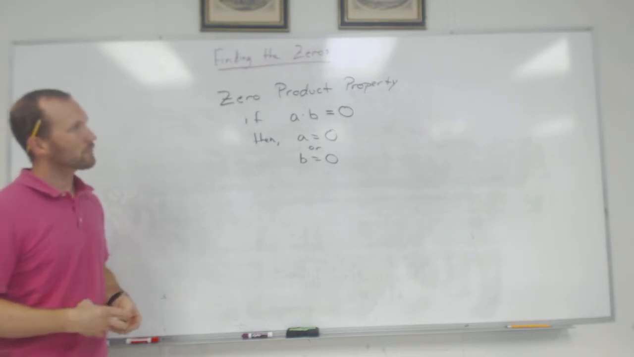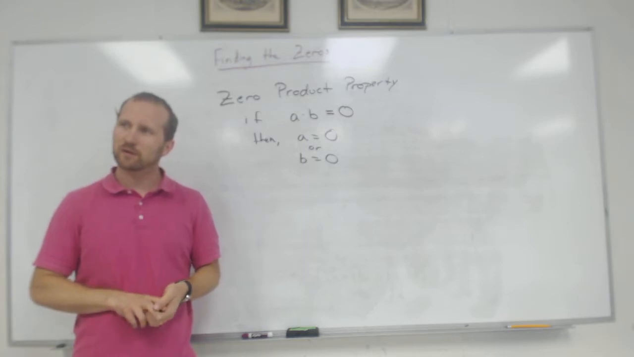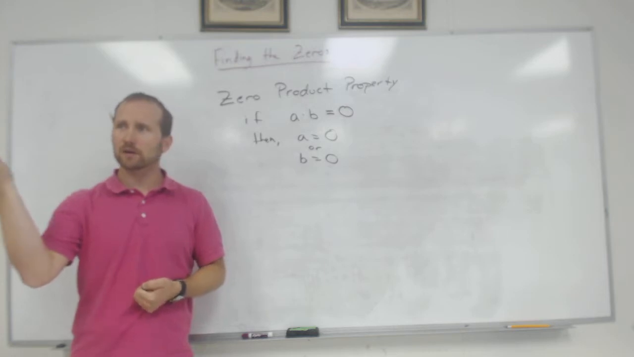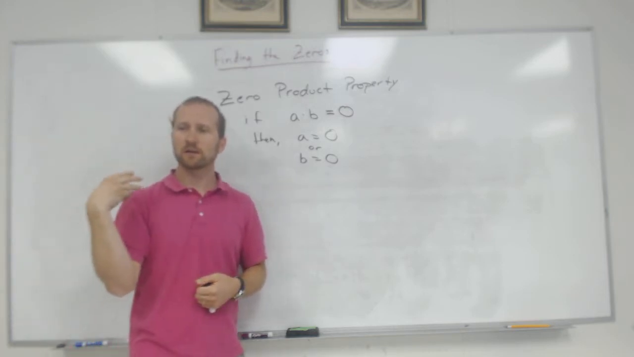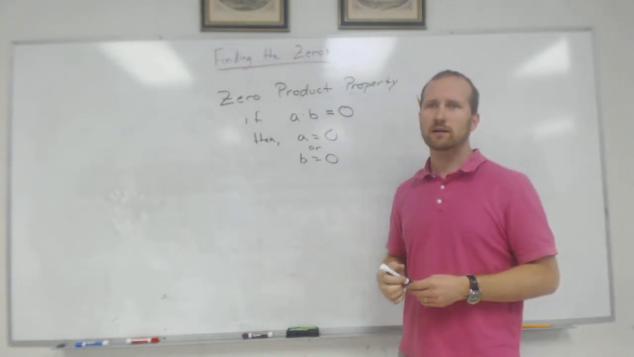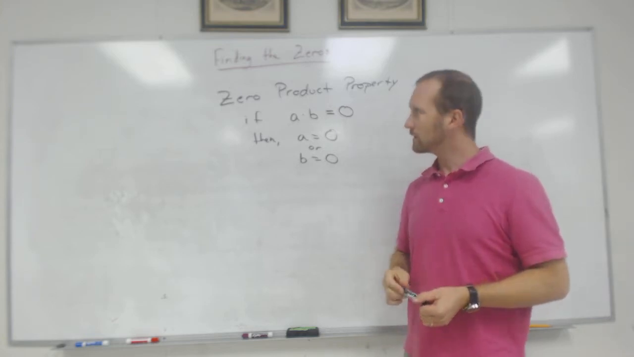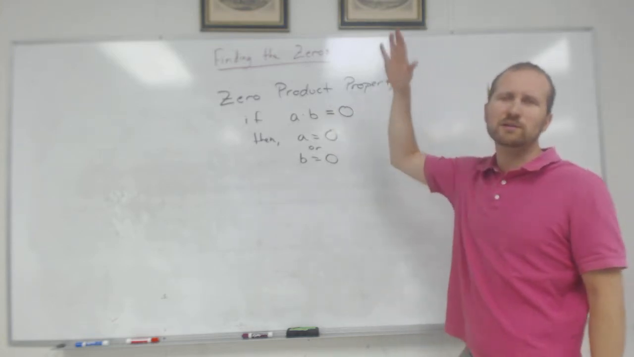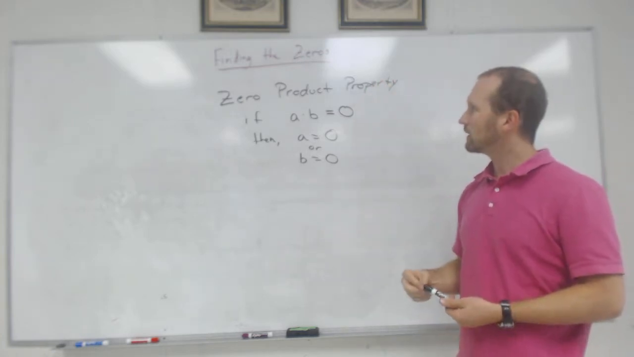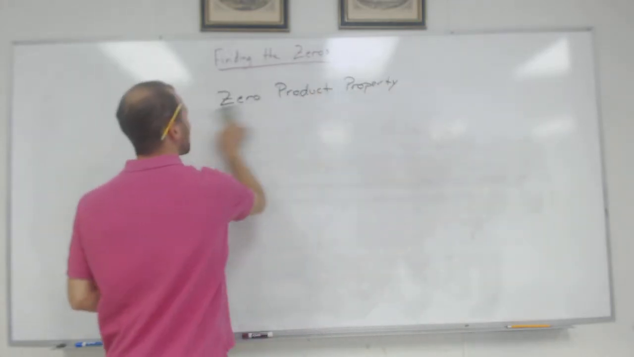What other properties do you guys already know? Have you learned before? Distributive property, transitive property, commutative property. Okay, the identity property. How about the associative property? Do you guys know that? Yeah. So we're just adding another property to your list of properties that you know about algebra. And we use it to solve for x. Let's do another example.